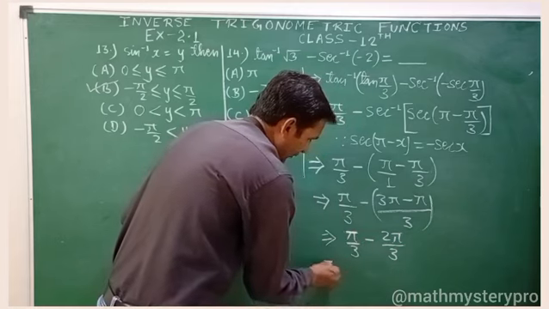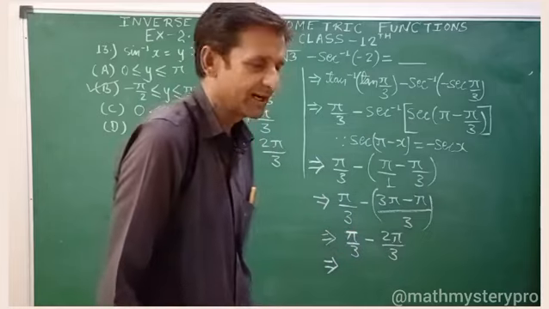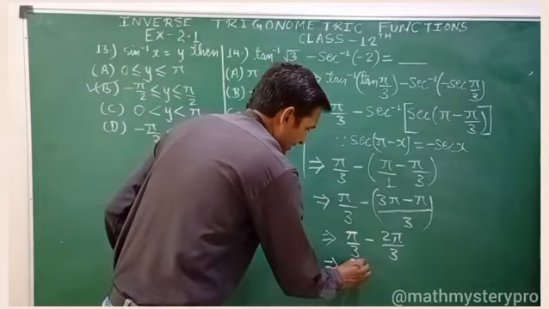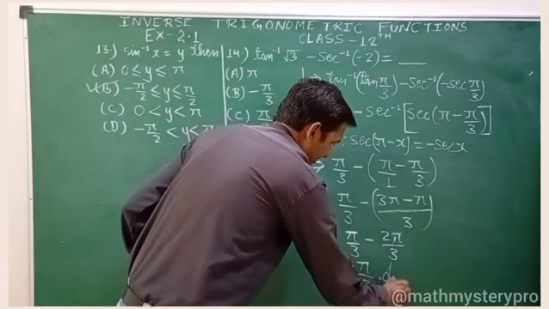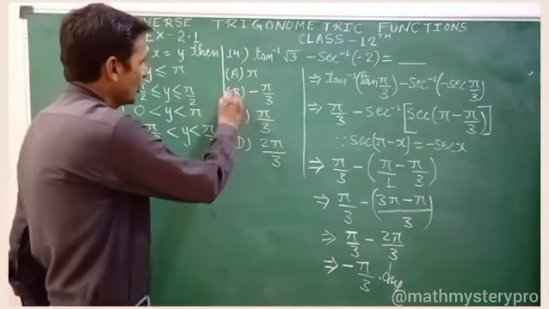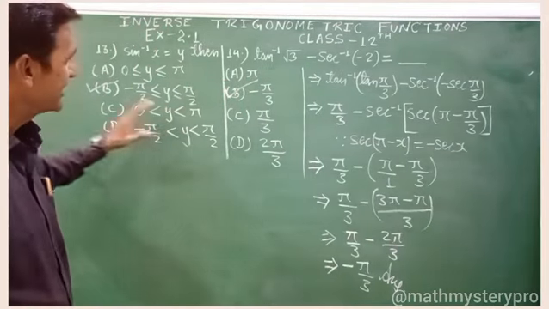That is equal to, both the denominators are the same, so we can subtract directly. Pi minus 2 pi, that is minus pi. So the result is minus pi by 3. This is the answer. So which option is correct? See, minus pi by 3 is option B. So option B is correct. So in both the questions, option B is correct.